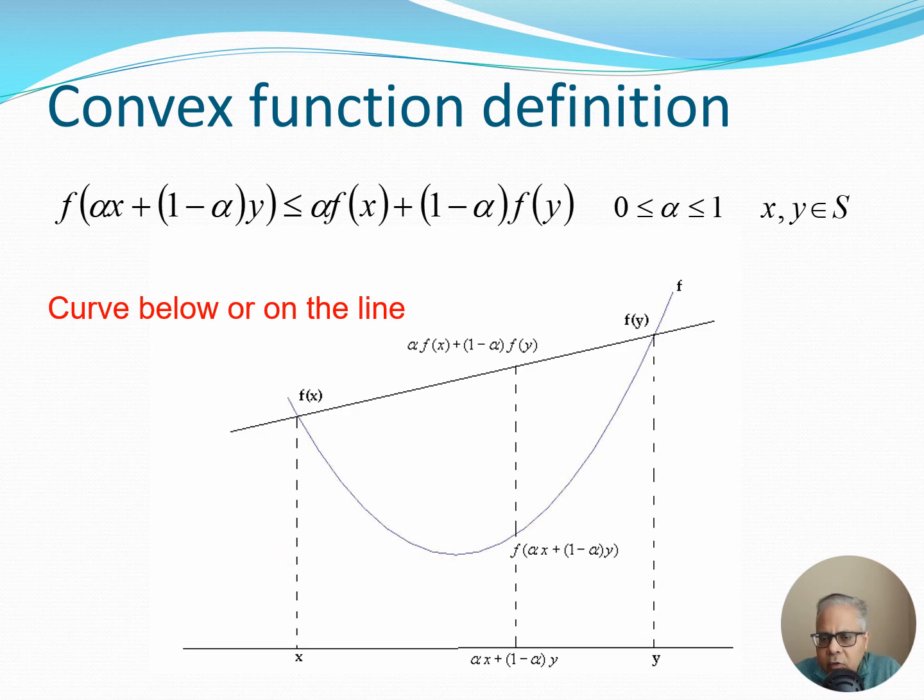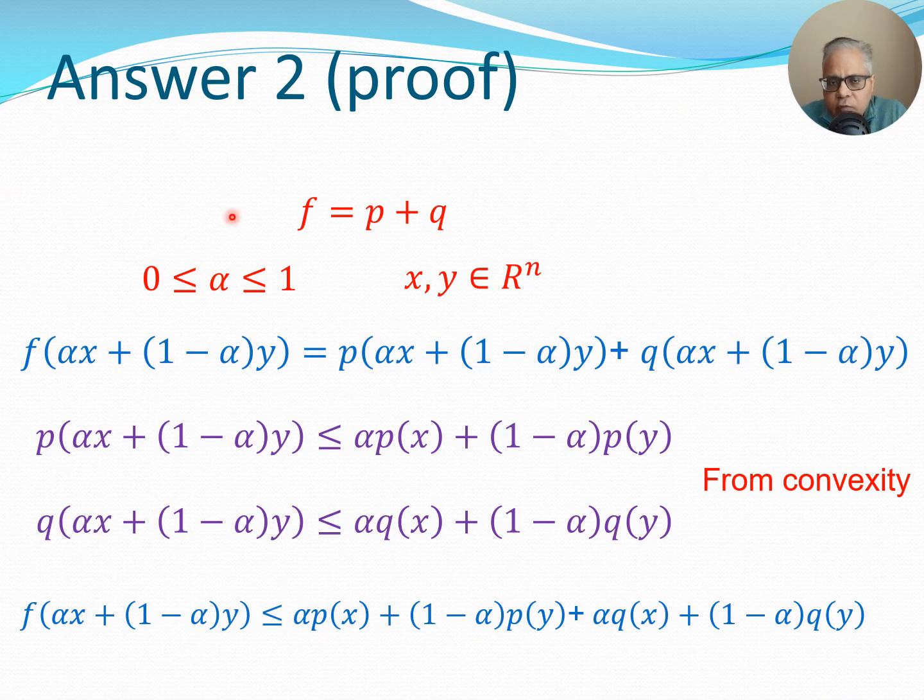But it's not in all cases that this may happen, because remember there are some functions, for example the exponential function e to the power x, which is convex but which necessarily doesn't have a nice minimum point. That's something to keep in mind. So now let us continue with this proof.